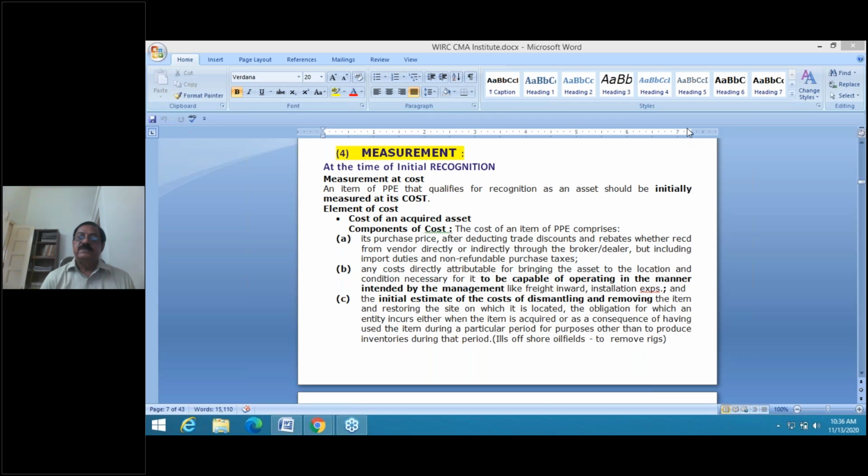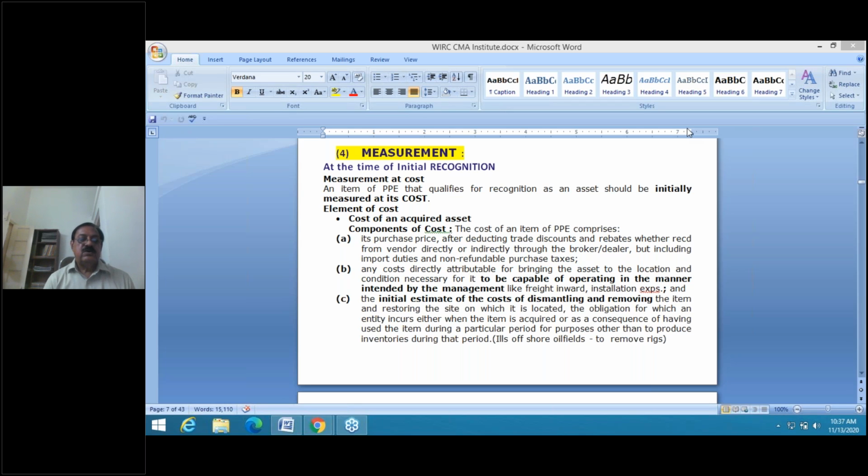Out of that 30-40%, he may be passing on some 20-25% to you. So that will also be deducted from purchase price, and only the balance amount will be recorded in your books. Similarly, import duties and non-refundable purchase taxes are to be added. What about GST, friend? If you get the credit for GST, by fulfilling its required condition, then it is not to be added in the cost of your PPE.